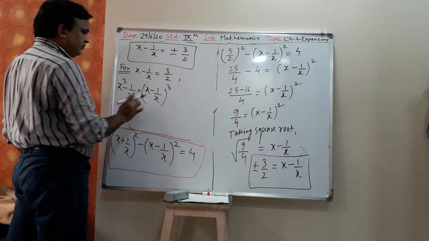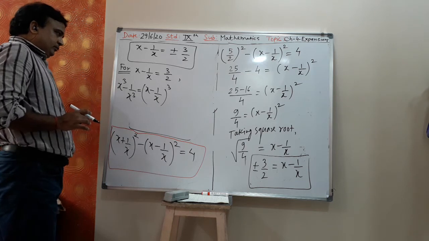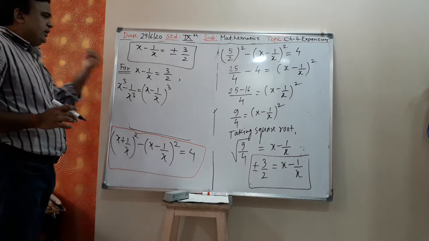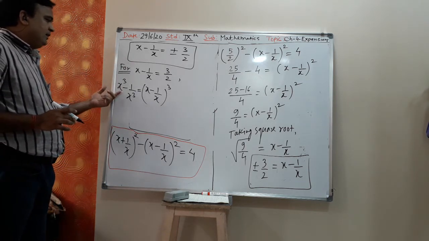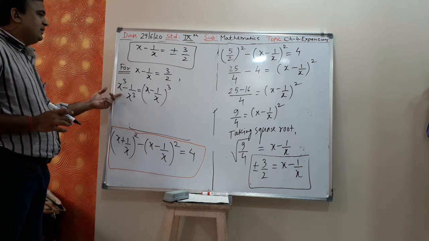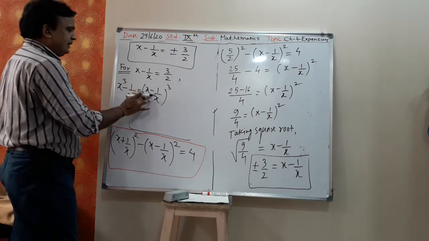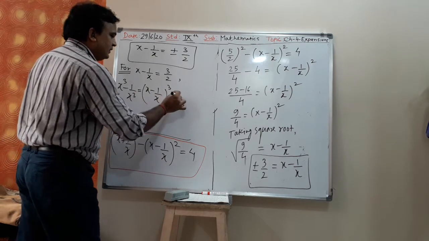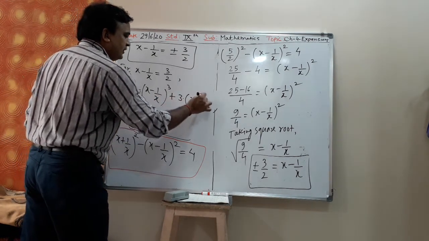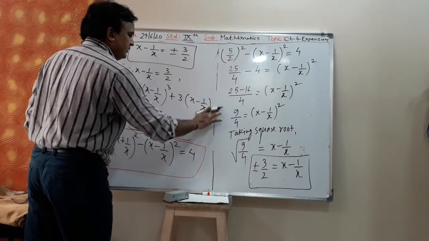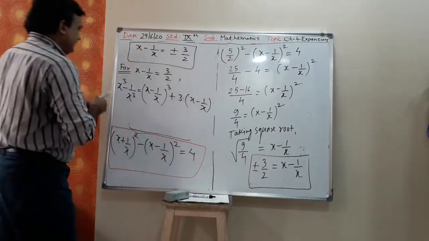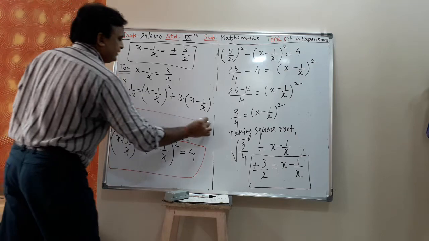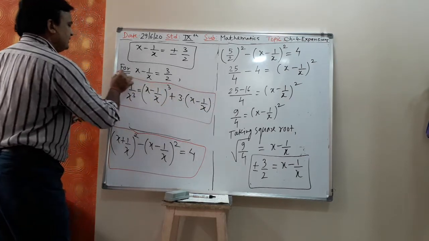Yes, you can do that, no problem. But I will advise you to use the direct formula which is given. So x minus 1 upon x whole cube, inside the bracket minus, outside it will be plus. So plus 3 into x minus 1 upon x. This is the direct formula which I had given you. Now let us put the value of x minus 1 upon x.